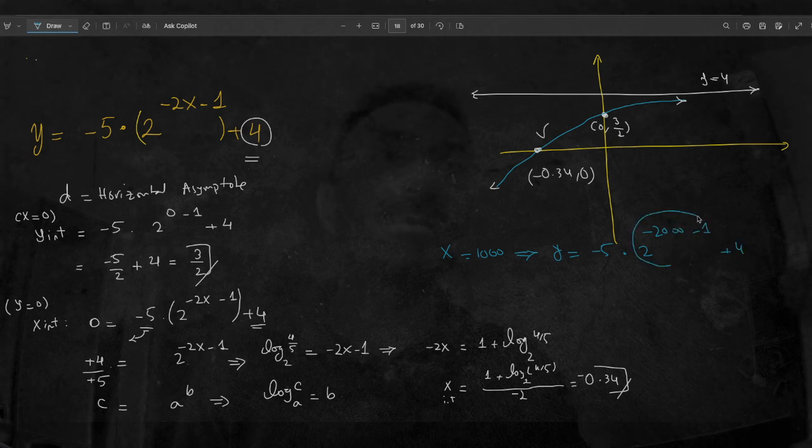So look at this term here. Do you agree with me? 2 to the power of minus 2000 equals almost 0. It's a very small number. Why?